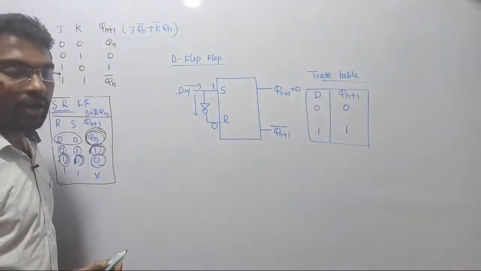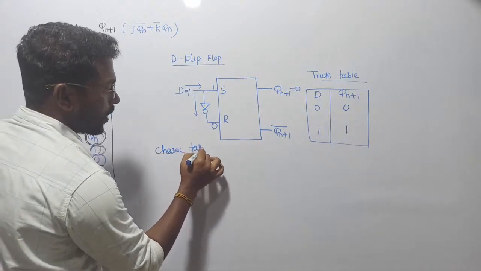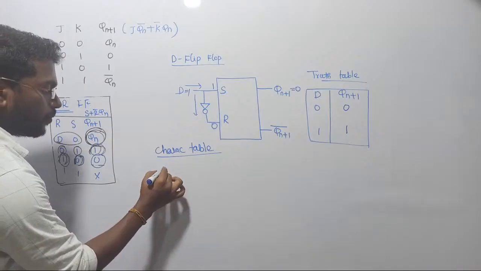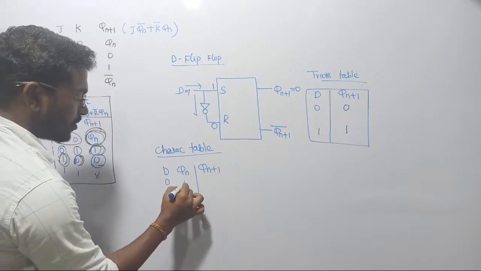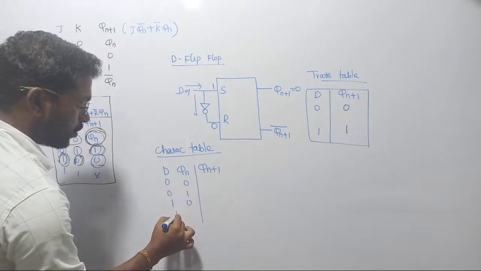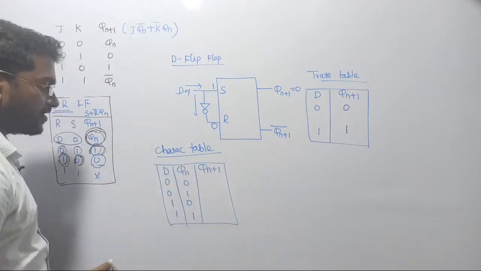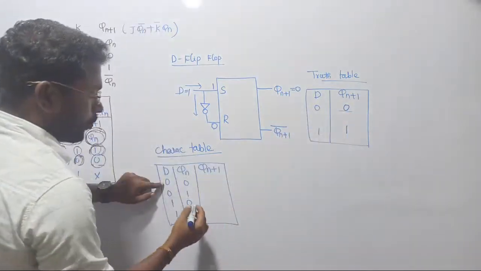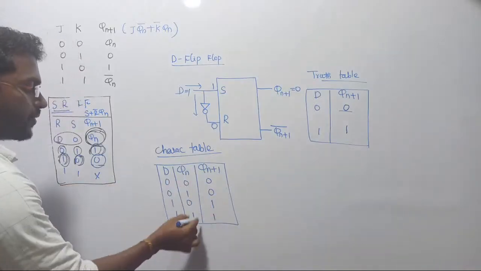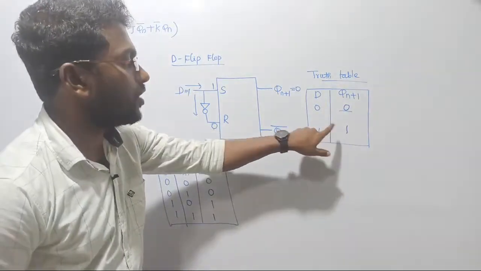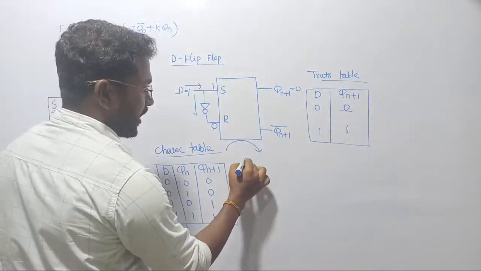See, after designing the truth table, our next task is to design the characteristic table. In order to design the characteristic table, I need present input and past output, and with these we are going to design the present output. So there are 4 possibilities: 0 0, 0 1, 1 0, 1 1. But the beauty of the D flip-flop is simply this: if your input is 0, output will become 0 irrespective of the past. Input is 1, output is 1 irrespective of the past. That is the characteristic table. So immediately after designing the characteristic table, we have to write the characteristic equation.